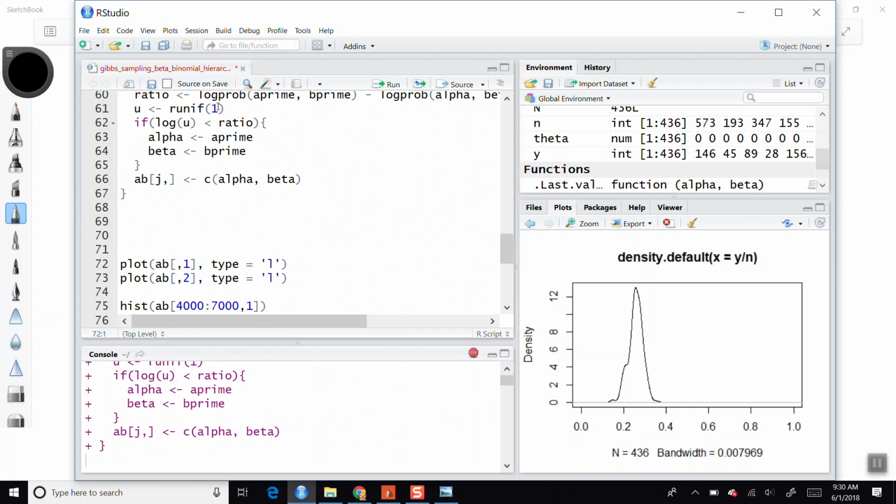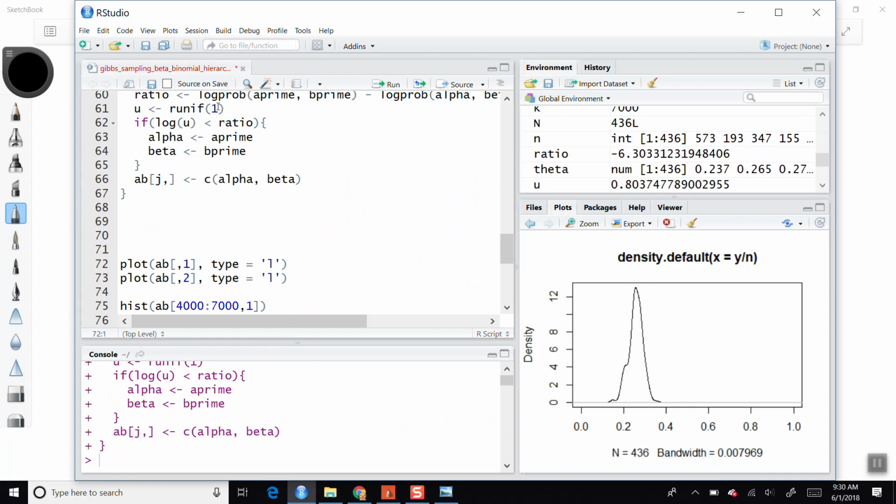If I use the whole data set and had 10,000 baseball players, then it takes a lot longer, because now you have close to 10,000 different theta values to draw. Okay, so here I'm done now. Let's just see the trace of the line for alpha and beta.